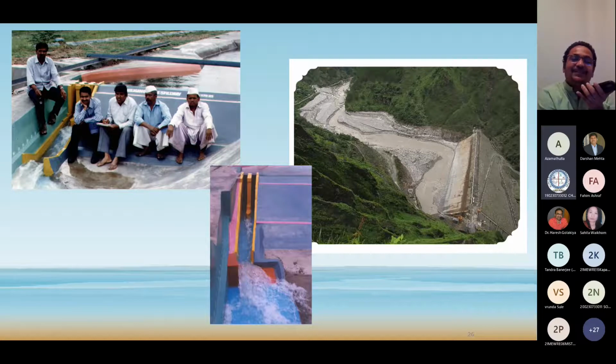And also, I designed this one. I'm very happy to say this one, the deflector. That time I was with Dr. Mehta. After my MTech, I joined there, and later on, I did my PhD from IIT Bombay. You can see the prototype also here. This one, I believe, is 2013.